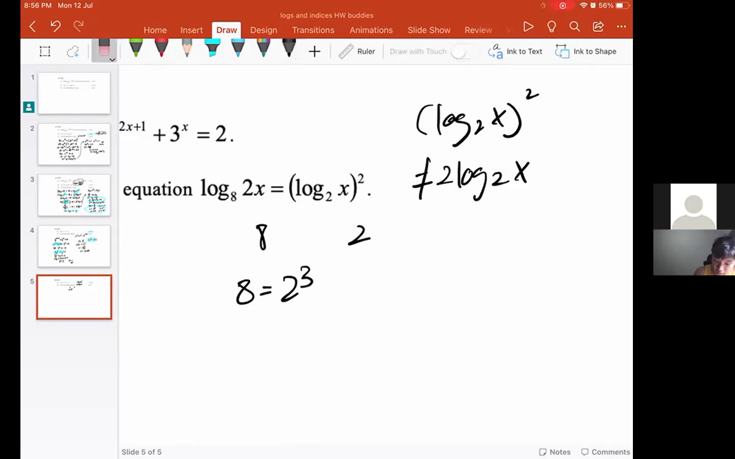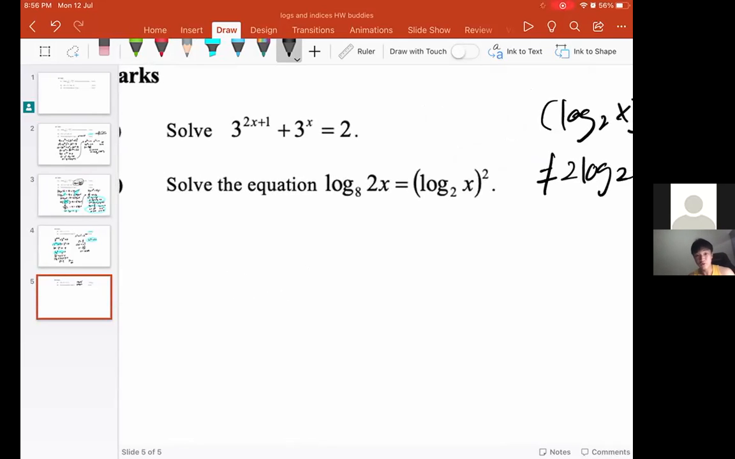Another very interesting thing to take note of is that it's actually log 2x and not log x. So something has to be done with that. So we're really going to have to delve into the log rules right here. So let's break it down.